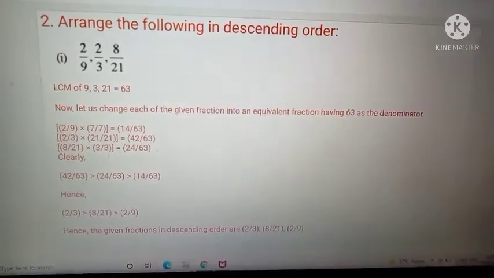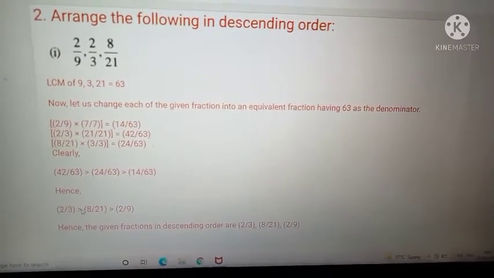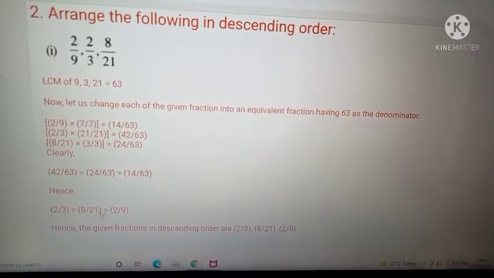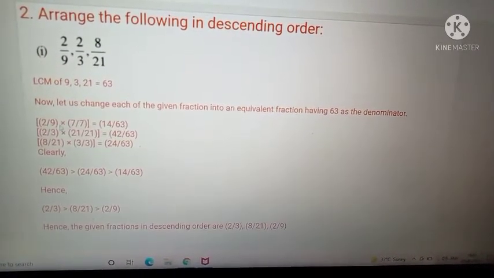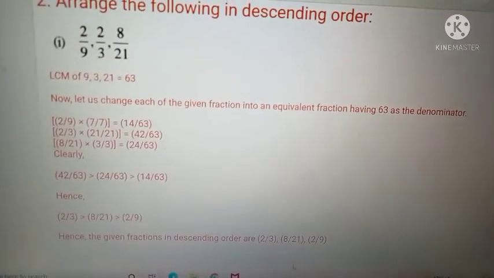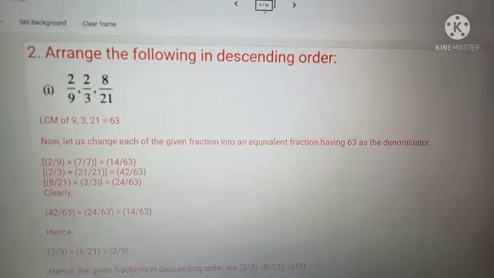42 by 63 means that is 2 by 3. So 2 by 3 is greater than 24 by 63, which means 8 by 21, which is greater than 14 by 63, which means 2 by 9. Hence the given fractions in descending order are 2 by 3, 8 by 21, 2 by 9. Now we will move on to our next question.